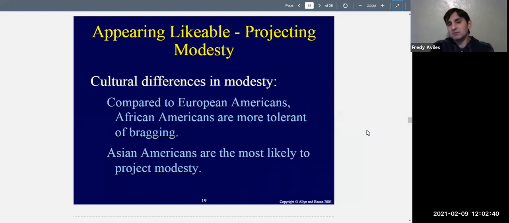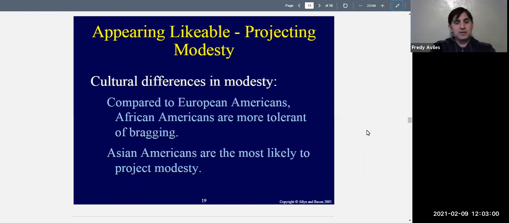And that's more likely to be the case, by the way, if you're part of a collective. It's culture, which I didn't really mention last time, but I mentioned the opposite of what happens with an individualistic culture, right? We're not so modest, right? But if you're modest, you're more likely to be likable, okay? And there are cultural differences in modesty, right?